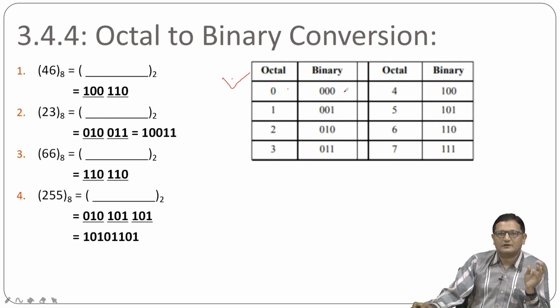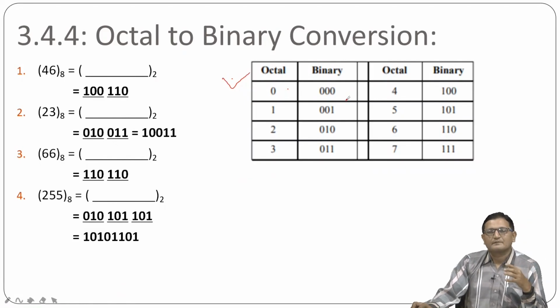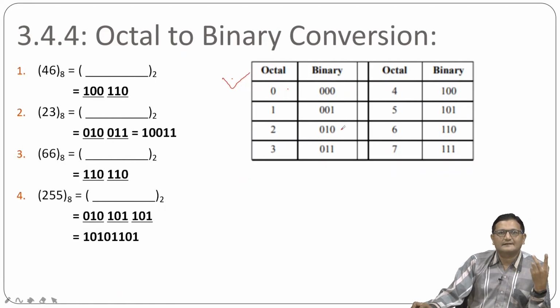Suppose the octal number 0 is there, you need to write 000. Here we will use 3 binary bits. Why are we using only 3 bits? Why are we not using 4 bits? Because you know how many symbols you have in the octal numbering system? 8. And how can we make 8?